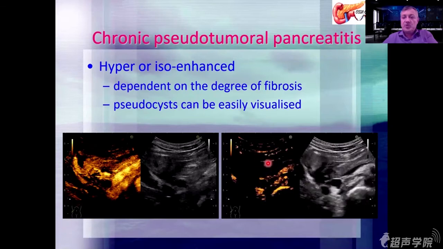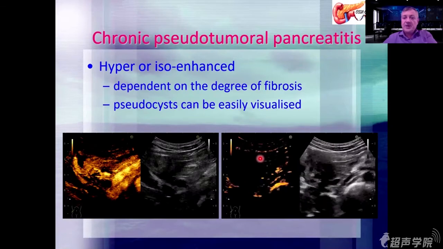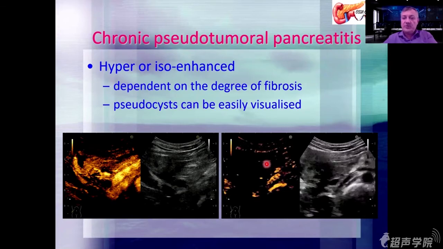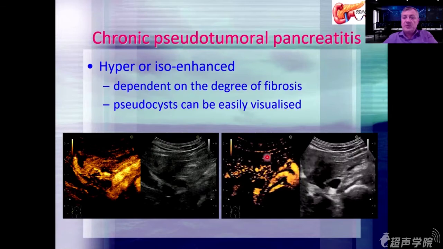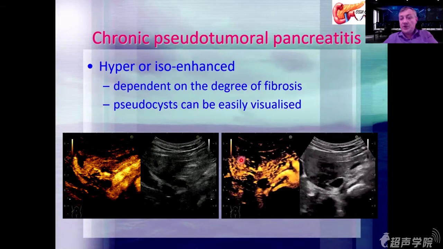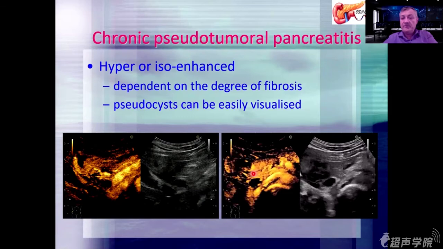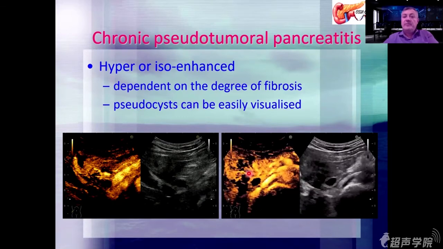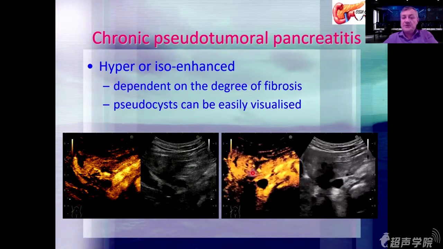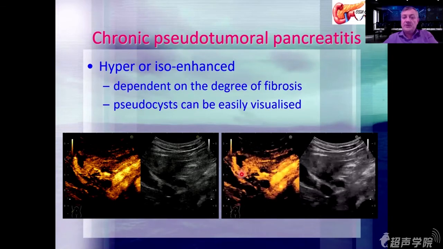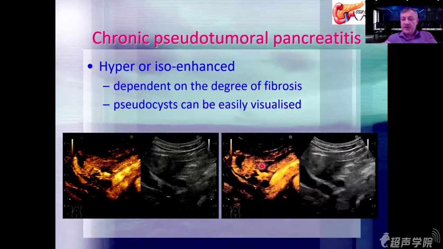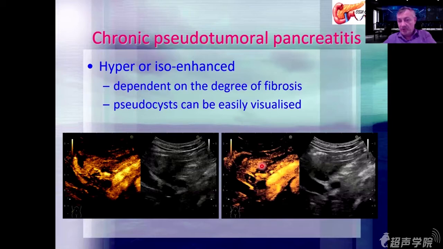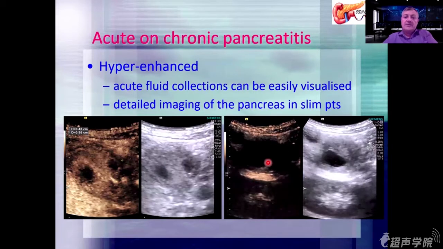So this is an example of a chronic pseudotumoral pancreatitis. So we're looking here at the pancreatic head. So we inject contrast, we wait for the arterial phase. Now you see the microbubbles coming, and you see that the whole pancreatic head is hypervascular. This is usually dependent on the degree of fibrosis, and there's a small pseudocyst as well. And you see here the duodenal wall, which is a bit thickened due to the surrounding chronic pancreatitis.